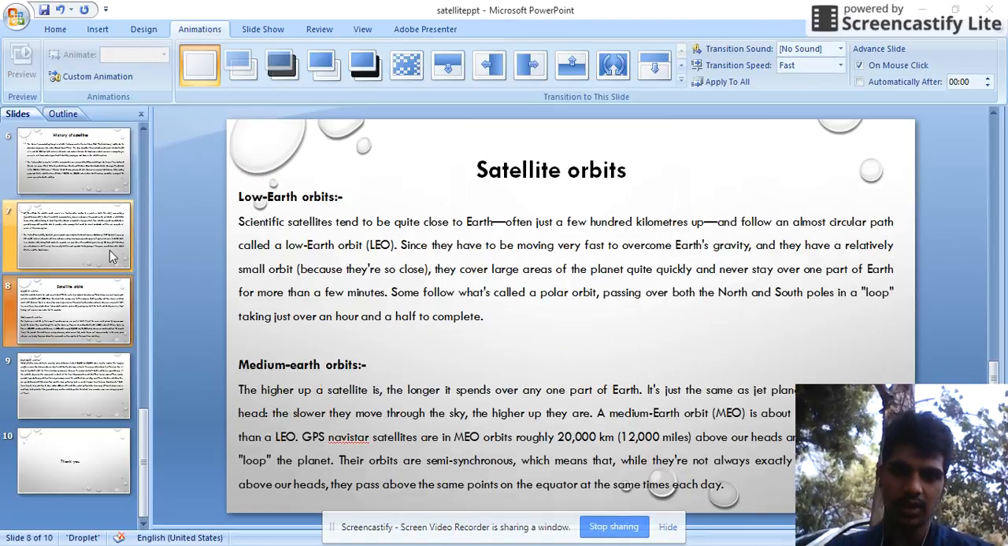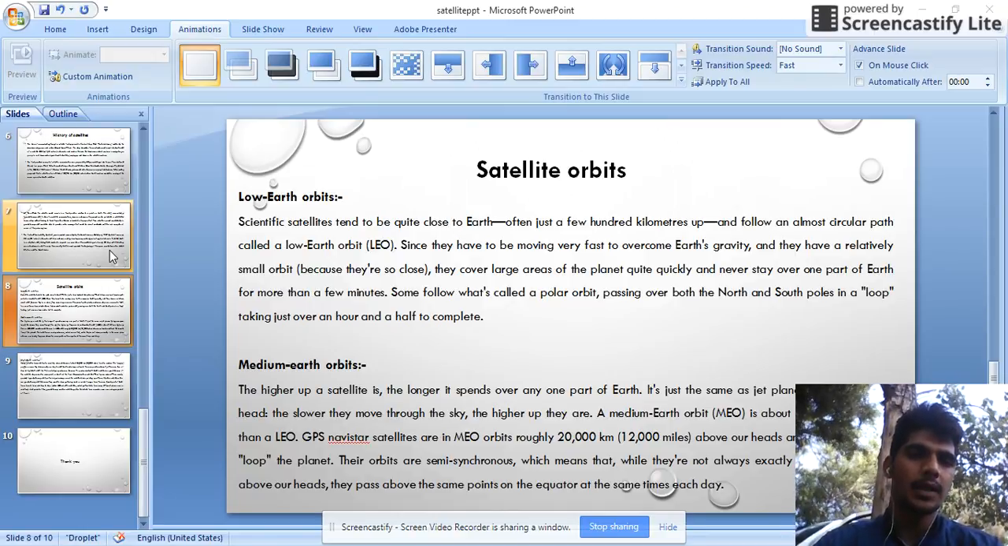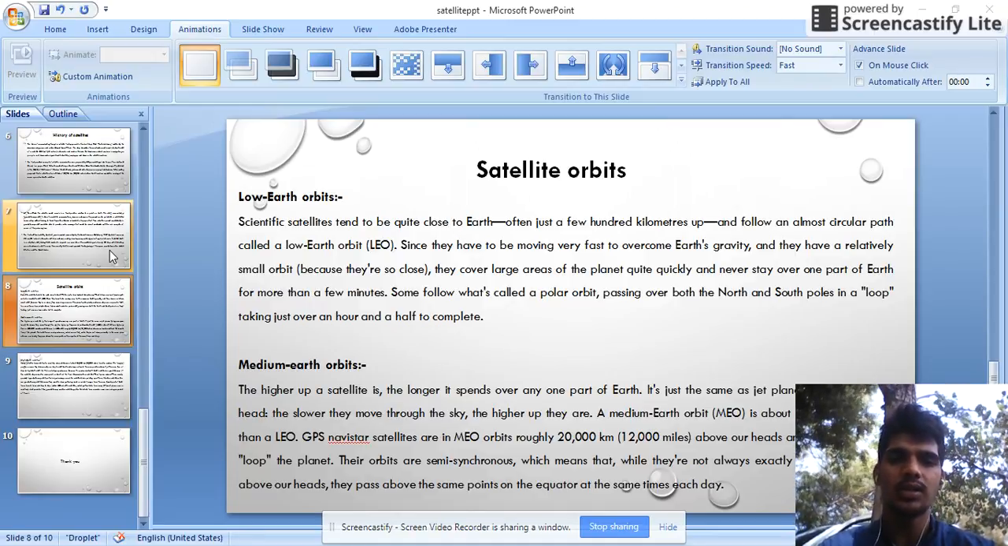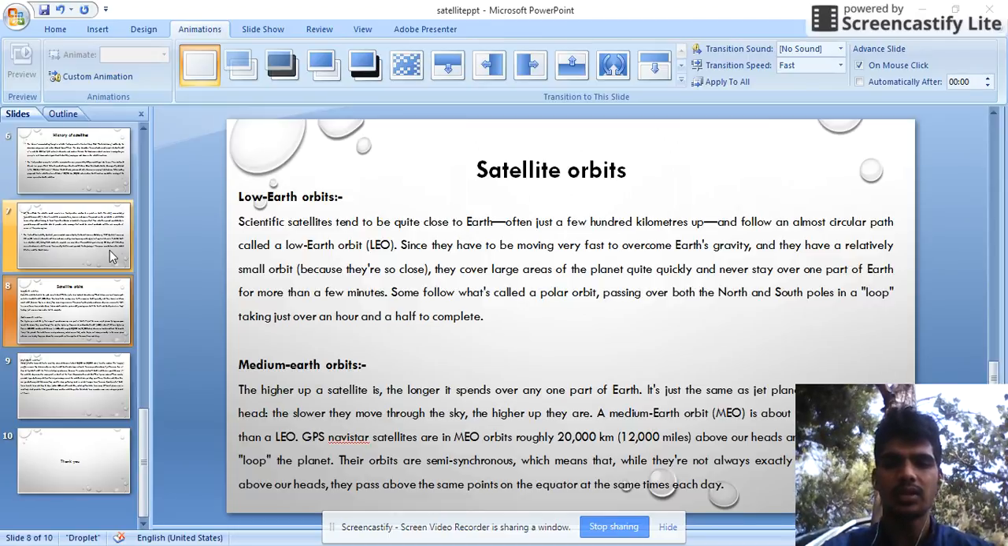Now, types of satellites. Low Earth orbit. Scientific satellites tend to be quite close to Earth, often just a few hundred kilometers up, and follow an almost circular path, called a low Earth orbit. Since they have to be moving very fast to overcome Earth's gravity, and they have a relatively small orbit because they are so close, they cover large areas of the planet quite quickly and never stay over one part of Earth for more than a few minutes. Some follow what is called a polar orbit, passing over both the north and south poles in a loop, taking just over an hour and a half to complete.